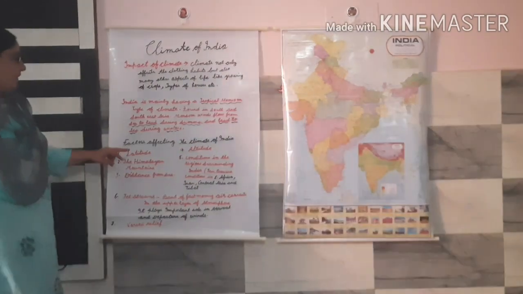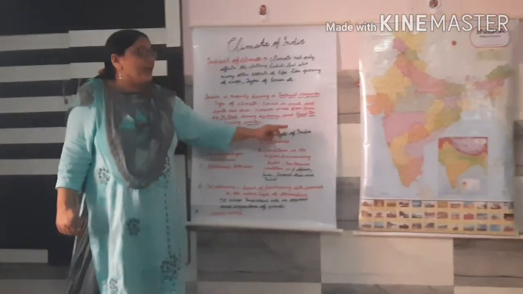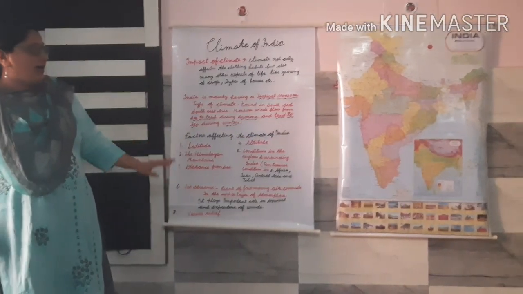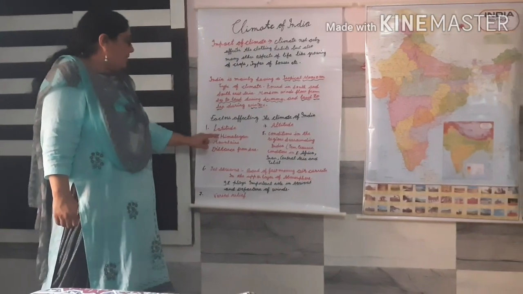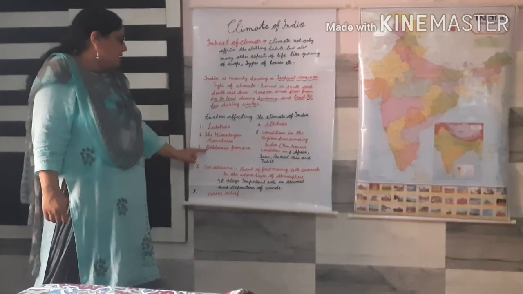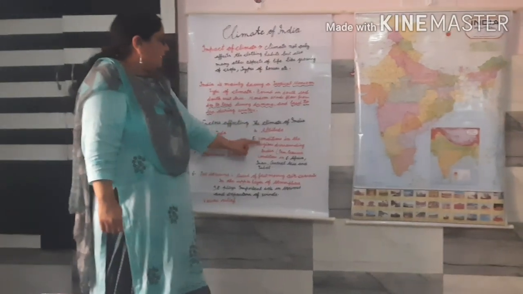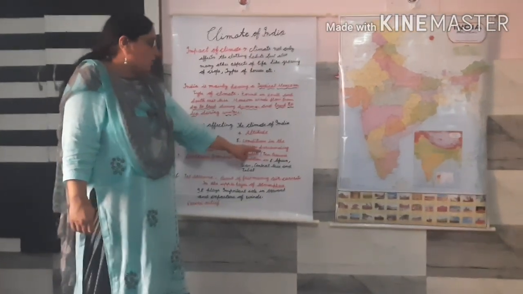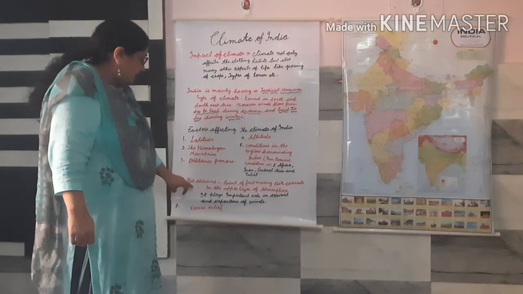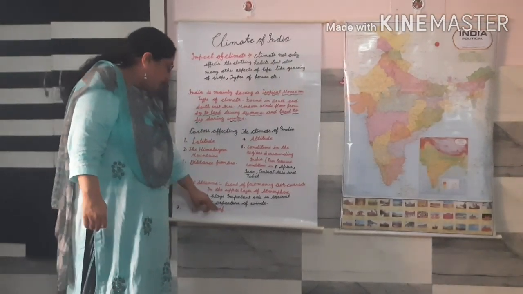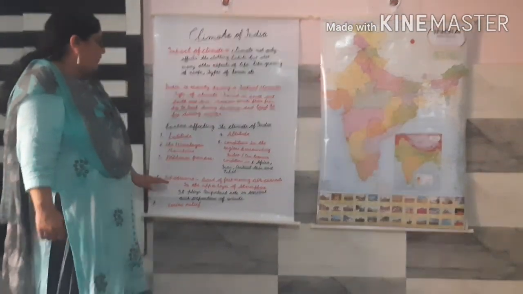Now our next topic is the factors affecting the climate of India. The factors which affect the climate of India are latitude, the Himalayan mountains, the distance from the sea, altitude, and conditions in the regions surrounding India. The jet stream also comes in it, and varied relief also comes in it. Now I will explain these one by one.